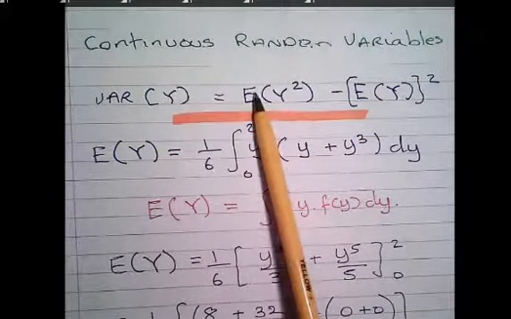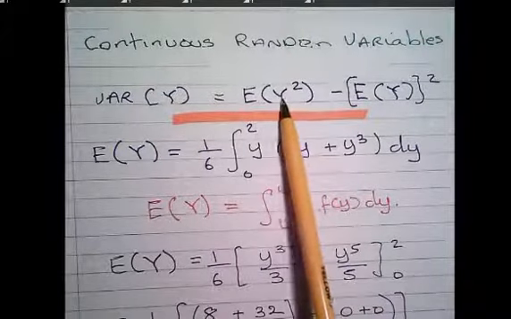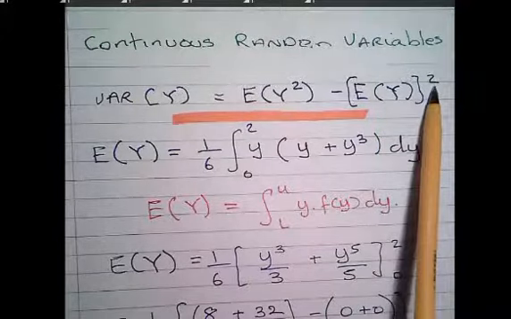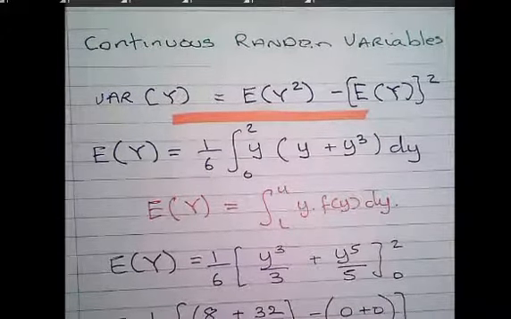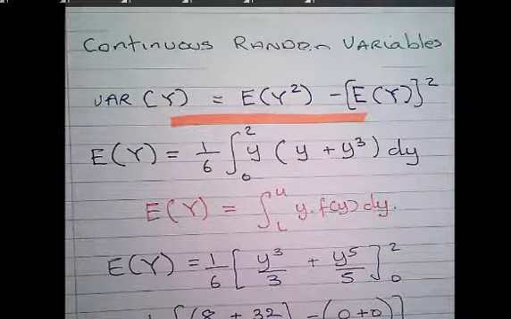Now, essentially what we're going to do here is evaluate the variance of y. We use this formula here: the expected value of y squared minus the expected value of y, all squared. This is a very standard formula that you use in probability theory, so it's one you should have learned off by heart.